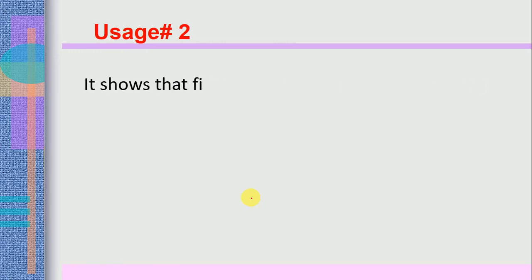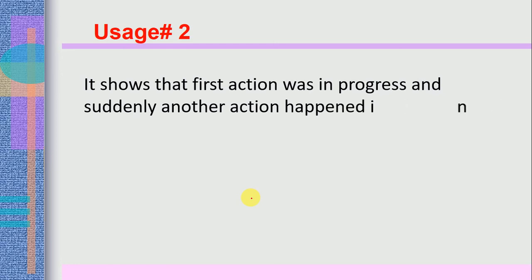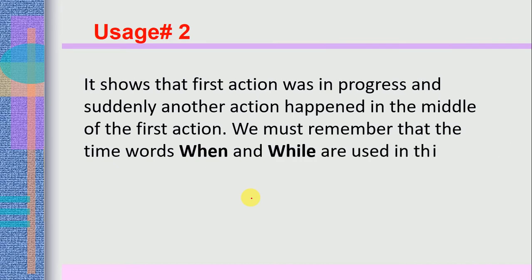The other usage of past continuous tense is it shows that the first action was in progress and suddenly another action happened in the middle of the first action. We must remember that the time words when and while are used in this case.